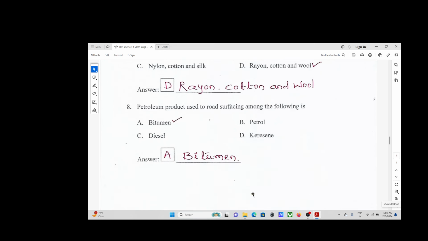Question number 8, petroleum product used to road surfacing among the following is option A, bitumen, option B, petrol, C, diesel, D, kerosene. Correct answer is option A, bitumen.